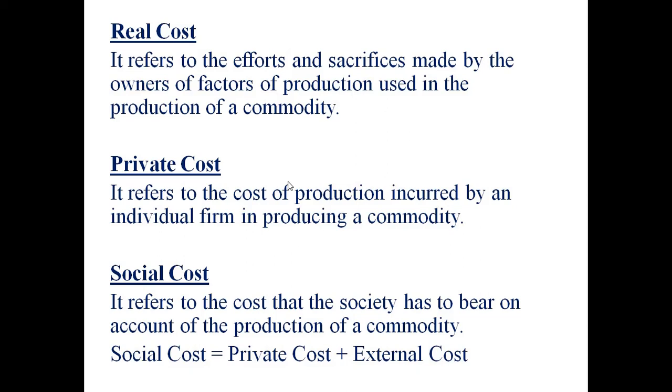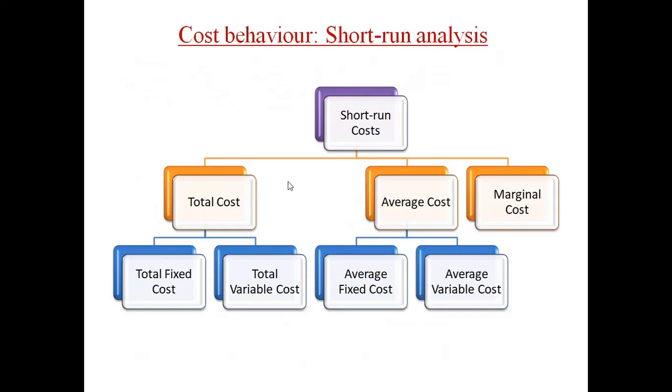Let me give you one more example. You all are paying school fees or tuition fees, whatever. Your personal expenditure is the private cost. And your friends who are also paying the same amount of money is termed as external cost, isn't it? So hence the social cost is the combination of private cost plus external cost. So this is the end of the first lecture video. We will continue with this topic, that is cost behavior, in the second lecture video.